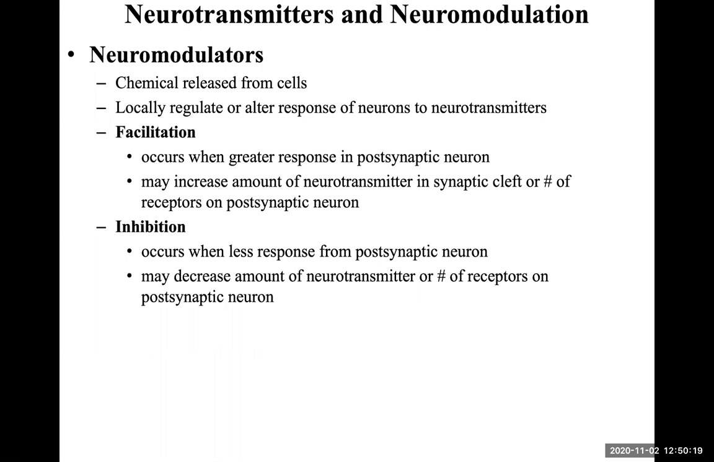And then inhibition is another kind of modulatory event that occurs in the neuron, and that occurs basically when the opposite events from facilitation happen. So when either the number of receptors is downregulated and/or less of a neurotransmitter is secreted into the synaptic cleft.